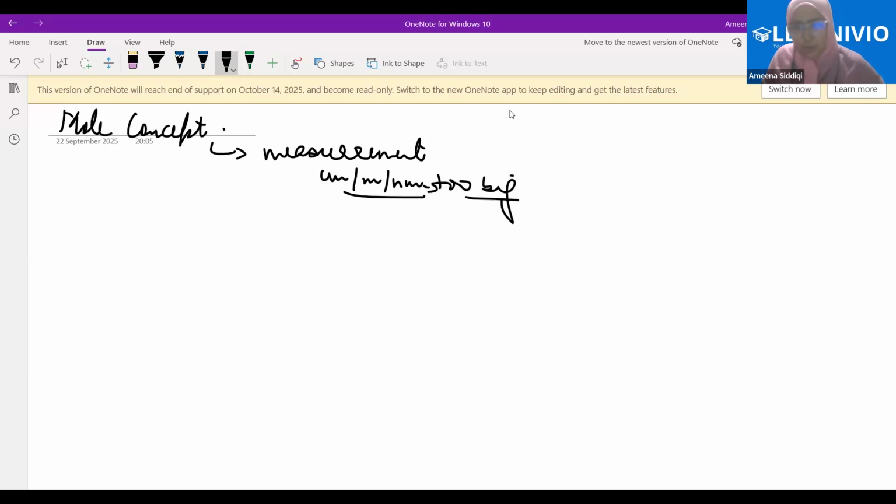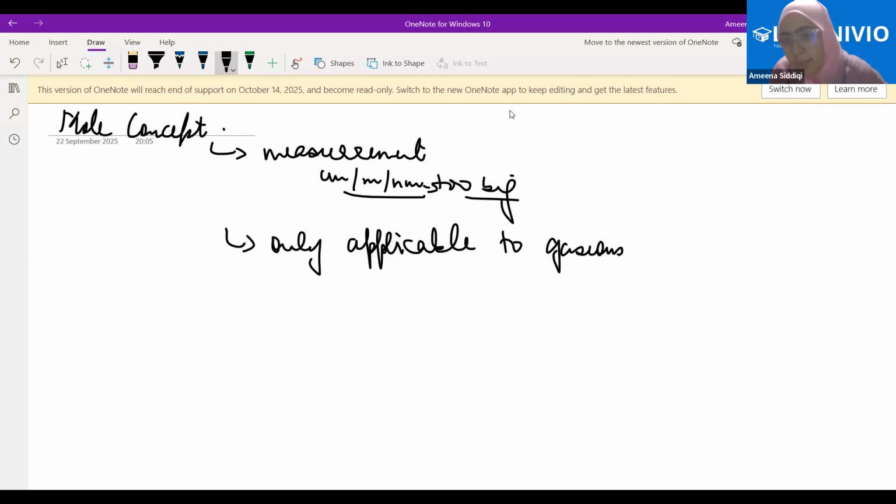Okay. Any other point related to this? It's only applicable to gases, like gas particles, not liquid and solid molecules. Only applicable to gaseous state. Fine. Any other point? No, I don't know.